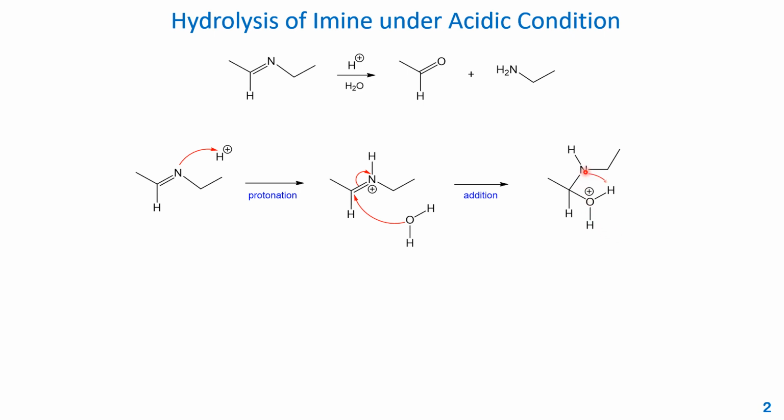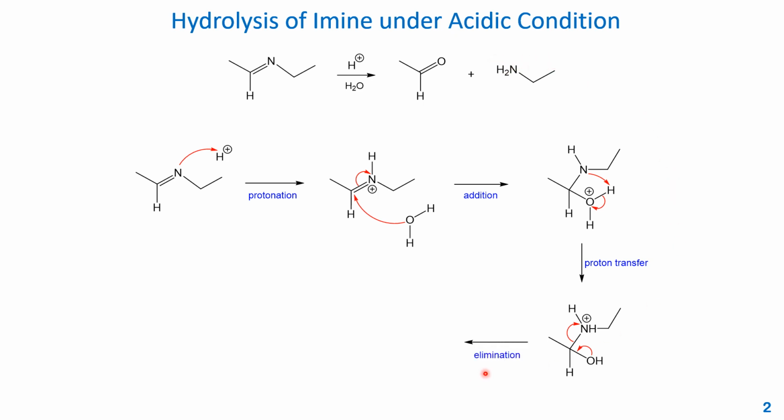The next step will be the proton transfer. The lone pair of nitrogen attacks this proton and then pushes the electrons of the sigma bond back to oxygen. And then you form this better leaving group. Then this oxygen's lone pair will push back, kicking off this leaving group. And this will be the byproduct here, the primary amine, ethylamine.